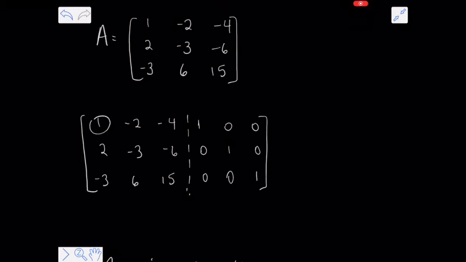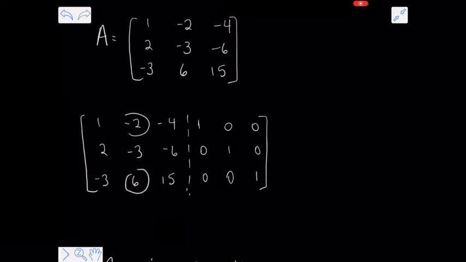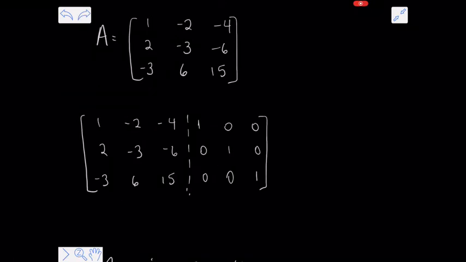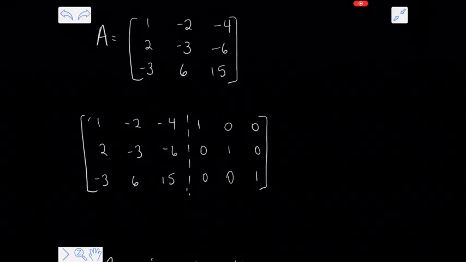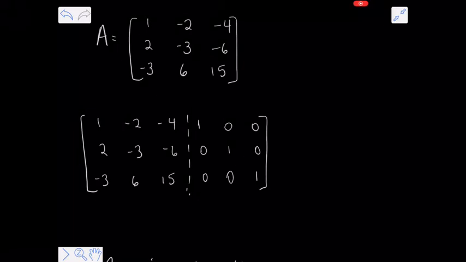You want this to be a 1, and then you want to get these to be zeros. Okay, then you get this one to be a 1, and then you get these to be zeros. Then you get this to be a 1, and then you want those to be zeros. It does need to go in that order. So I've already got a 1 here, so I'm going to focus on getting these to be 0.